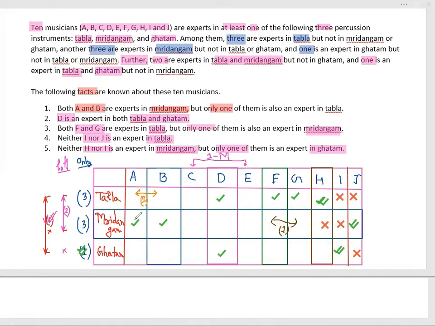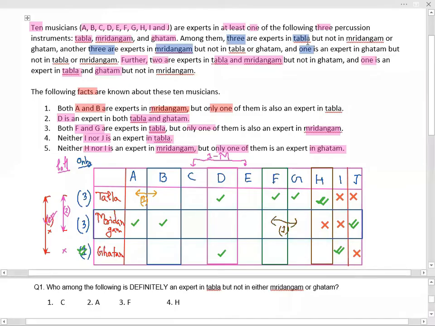Here, one person is definitely only mridangam, one person is mridangam and tabla. Here, one person is mridangam and tabla, and another would be only tabla. For the rest, C and E, one needs to be mridangam, one needs to be tabla. This way the entire segment would be done. On this basis, let us go for answering the questions.